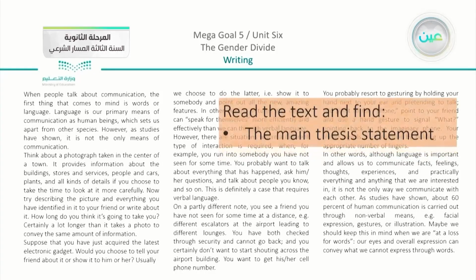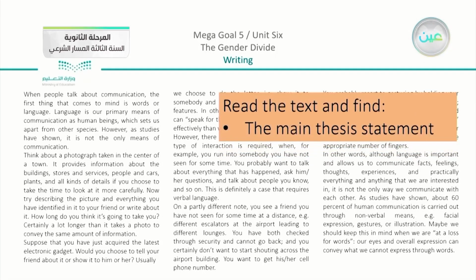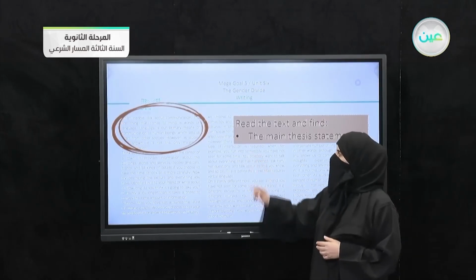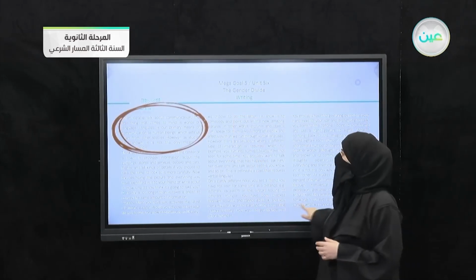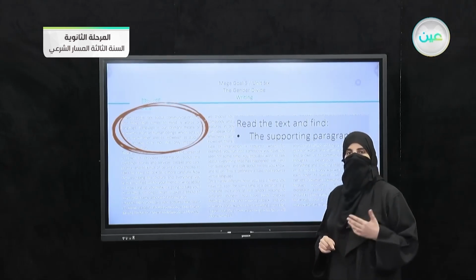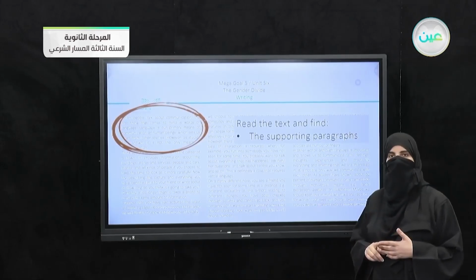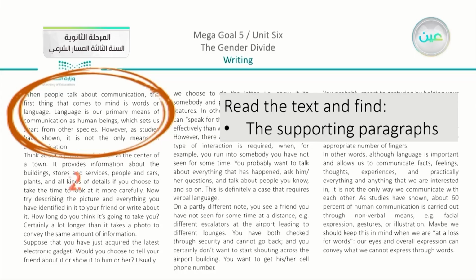We are asked first to read the text and find the main thesis statement. We have applied this activity before, and we know that the main thesis statement will be at the very beginning. Here we have the first paragraph, which is the main part, or we can say the introduction. Then we have another instruction to read the text and find the supporting paragraphs. When you take a look in your book, you can find that we have the third paragraph, the fourth, the fifth, and the sixth. So actually we have the main paragraph here, or the introduction, and we have 1, 2, 3, 4, 5 paragraphs to support the idea.